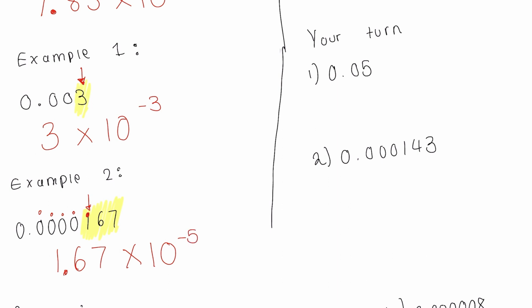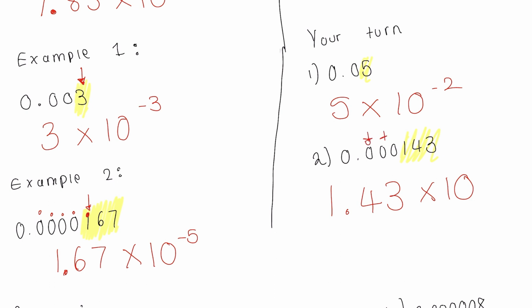What I would like you to do is use these examples to have a go at those two next to you. For these, your number after the zeros is just 5, and then your 5 is in the second decimal place, so it's to the -2. This one we've got 143 there, but we don't put 143. Put a little dot after the 1, and then 1 is the first digit, and it is in the 4th decimal place, so it's to the power of -4.